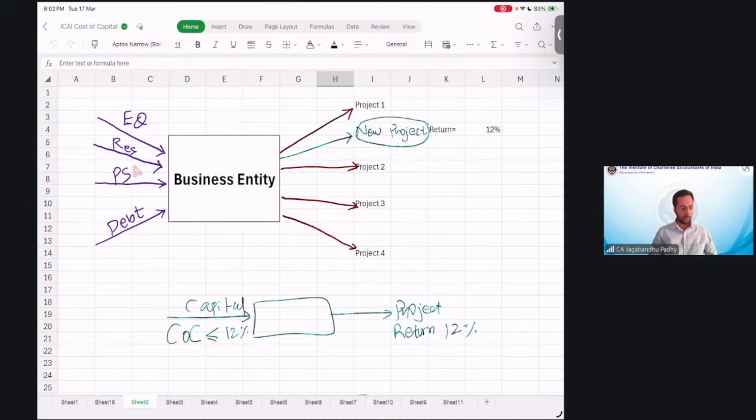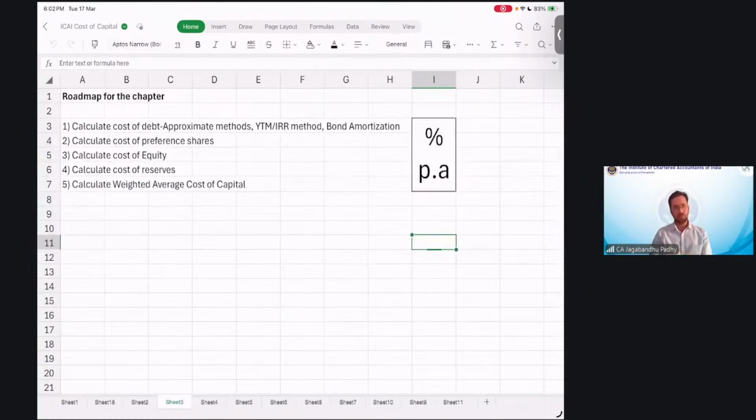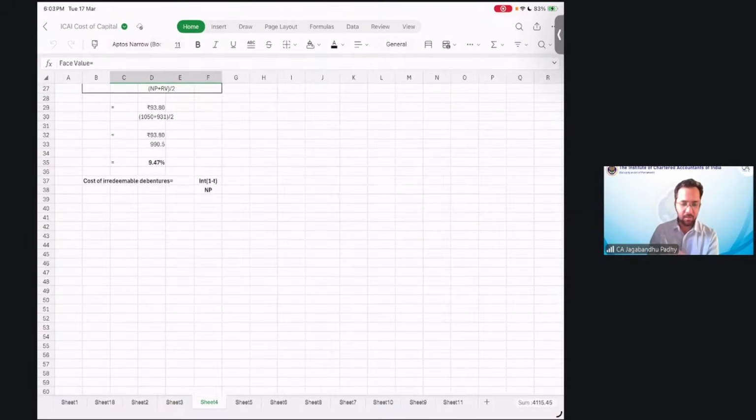And the cost of each one of them will be computed. And we say that if the cost of funds that we're getting is lower than the return that we're getting from the project, then it makes sense for us to accept the project for the decision making. So it's essential for us to calculate the cost of capital. And remember, whatever cost of capital we are computing, that's always going to be in terms of percentage per annum. So first up, it's going to be calculating the cost of debt, then cost of preference shares, then cost of equity, reserves, and then finally weighted average cost of capital.